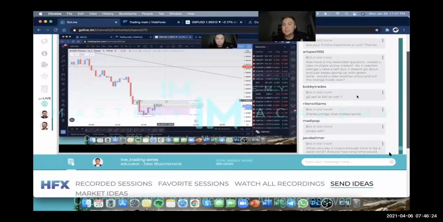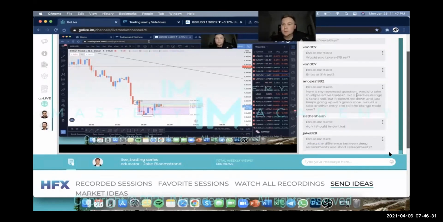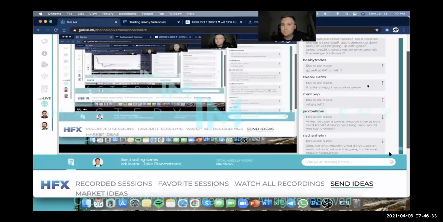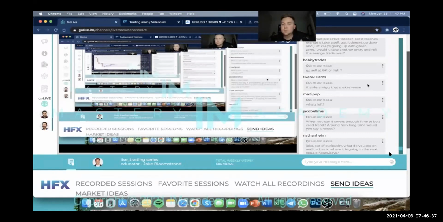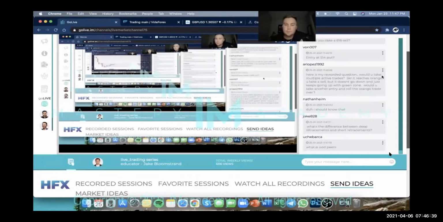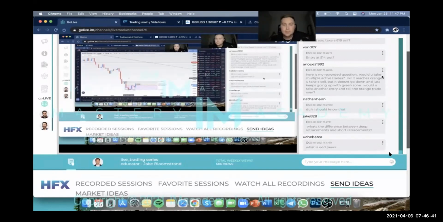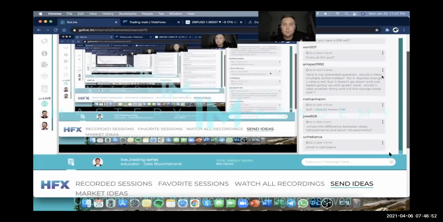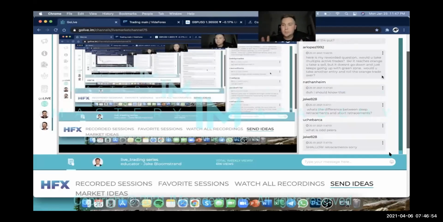Multiple active trades. So one of the questions was, would you take multiple active trades? Like it reaches orange, you take a sell, but it doesn't go down and just keeps going up into the green zone. Would you take another entry and roll the orange trade over? Personally, I like getting into a maximum of 2 trades at a time. I don't like to overwhelm myself having multiple entries on different pairs as well. I limit myself at 2.